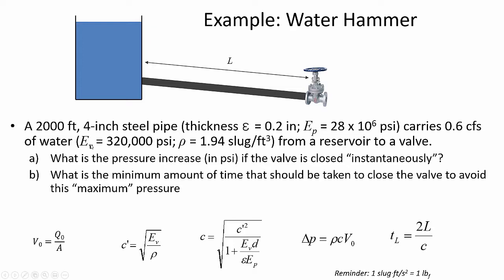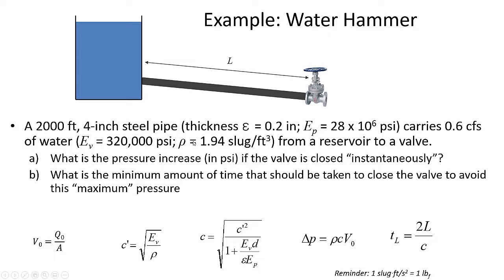What we know about the water is both the bulk modulus of elasticity and the density of the water, 1.94 slugs per cubic foot. So let's go through the process of finding out how much the pressure is going to increase if we close the valve instantaneously, meaning in less time than this T sub L. Starting here on the left, we calculate the velocity of the flow, which will be useful later. Then calculate the theoretical celerity, then the actual celerity inside the pipe environment, and then we can calculate the change in pressure.